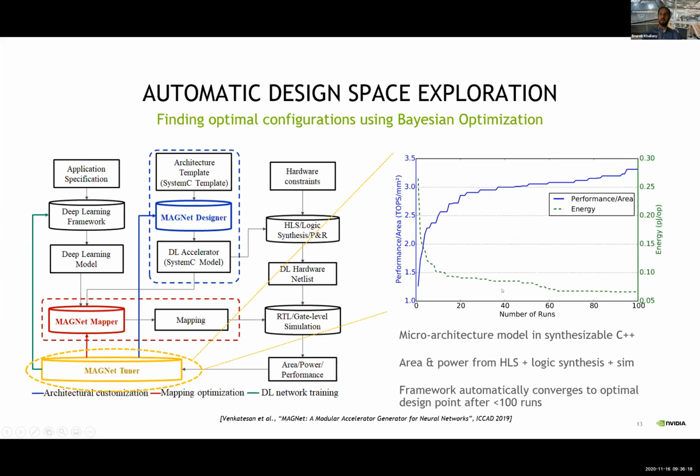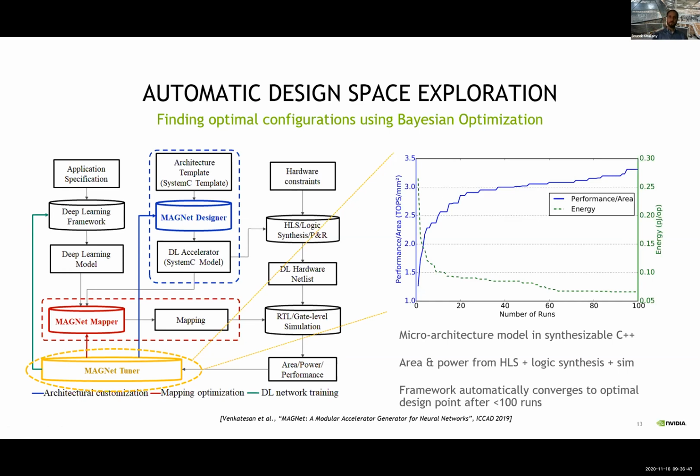It turns out Bayesian optimization works pretty well. In about 100 runs of going all the way from our source C++ and our mapping files through high-level synthesis, logic synthesis, and gate-level simulation and power performance analysis, we could find our optimal designs much more quickly than with exhaustive search or random search.